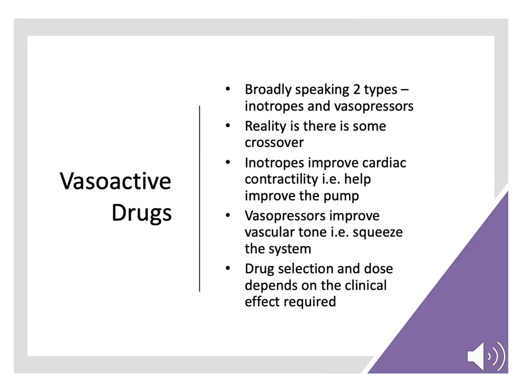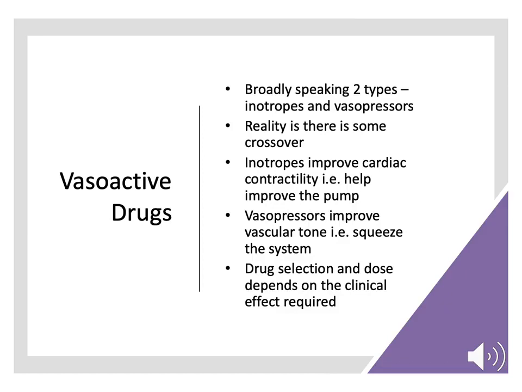Now, having talked about how we would optimize heart rate and how we would optimize stroke volume using a fluid challenge, we'll go on to talk about vasoactive drugs. These are drugs that act on the cardiovascular system, either on the heart itself improving the pump function, or on the vasculature to help improve and optimize systemic vascular resistance. There are broadly two types of vasoactive drugs, inotropes and vasopressors, and they split into those two categories. But in reality, there is considerable crossover between them.